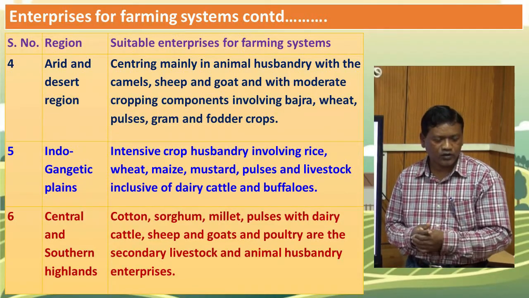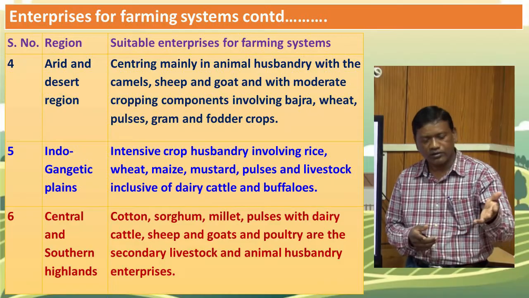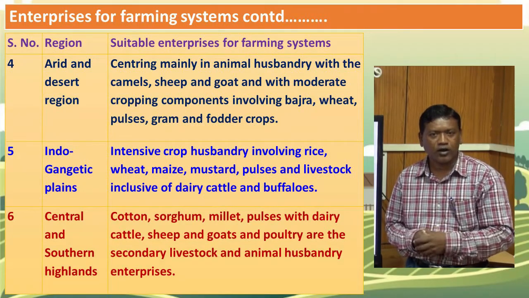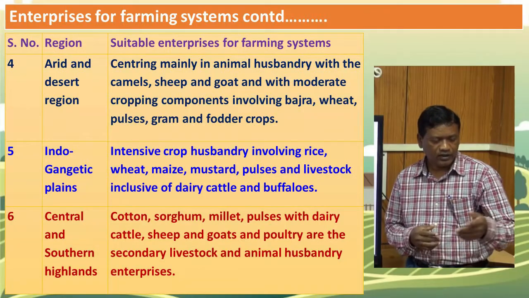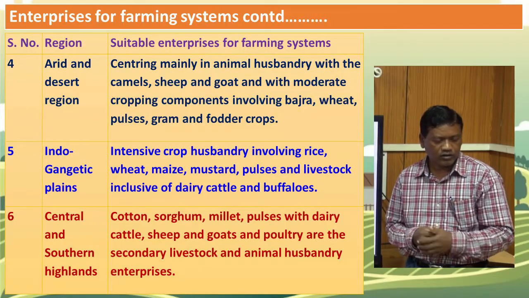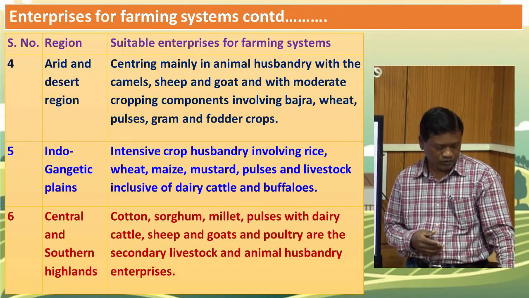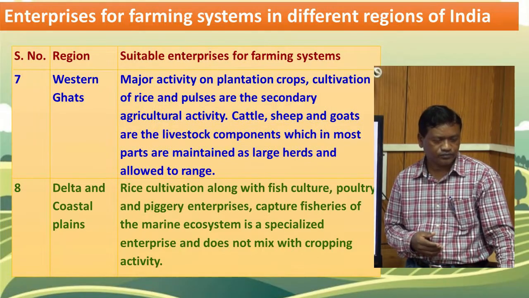Next, the Indo-Gangetic plains. This is very intensive cropping husbandry. In this situation, different types of crops can be grown, and you can incorporate all types of livestock. And next is the central and southern highlands areas. In these areas, the crops should be cotton, sorghum, millets, and different types of livestock. So you can include these systems.